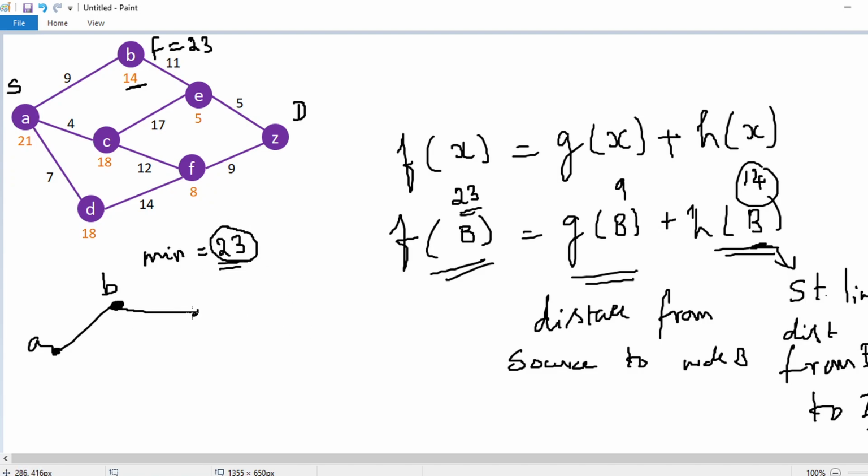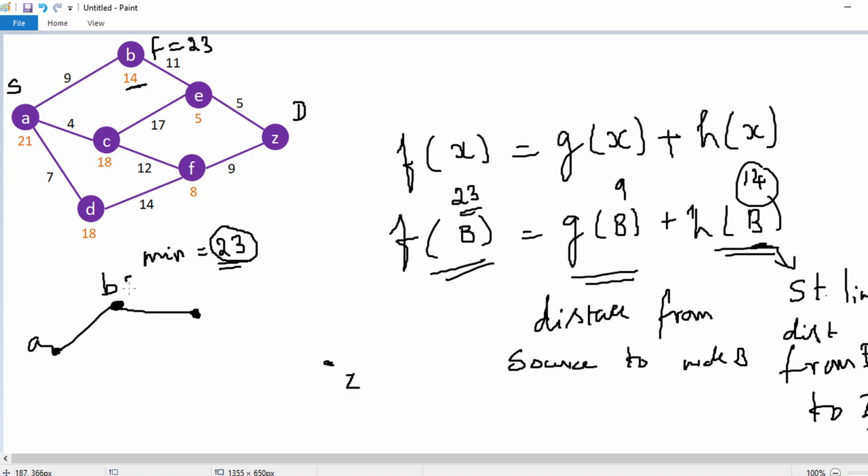That means if there is a next node that comes in that path to reach the destination Z, it will never be less than 23. That's the meaning, because of the admissible heuristic. Okay, so this cost is fixed, 9, 11 and all, it's fixed. The heuristic is only some guesswork we are having, or that's the extra information. So it is admissible, so that is why this is maintained.